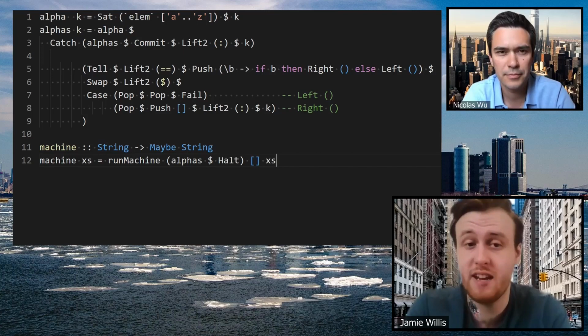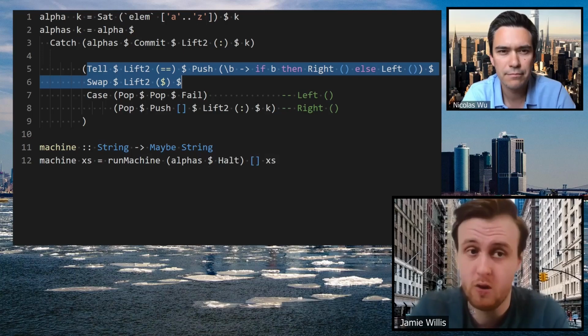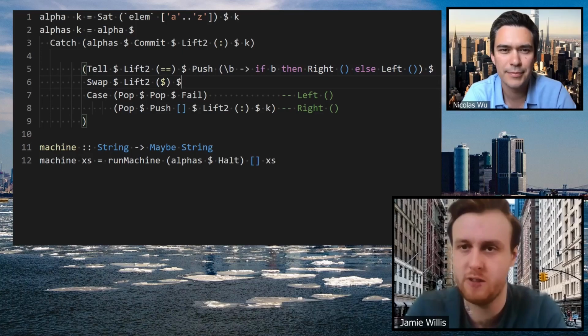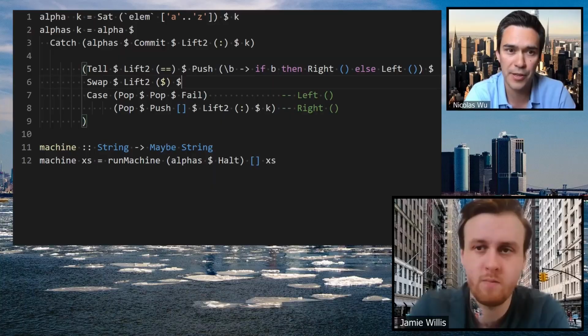But if failure happens, then the first three instructions of that second block, before the case check, check that the input hasn't changed since starting the catch. And the case instruction then uses that information to either fail or combine alpha with the empty list before continuing with that same K. Oh, I see. So your representation is much more explicit about control flow than mine.